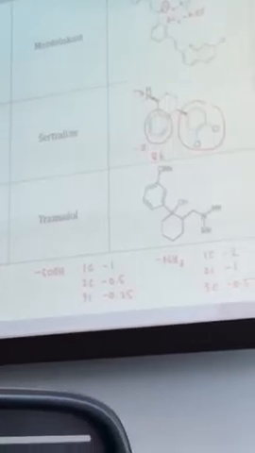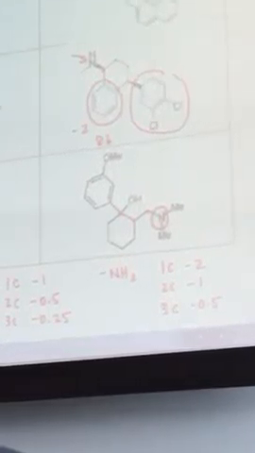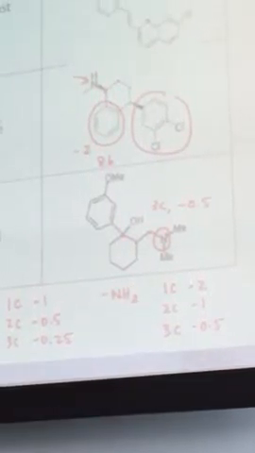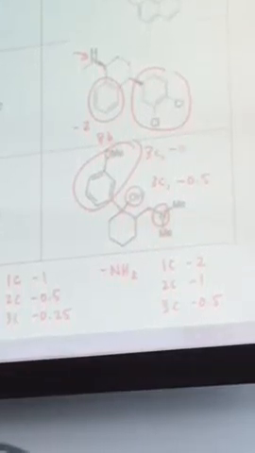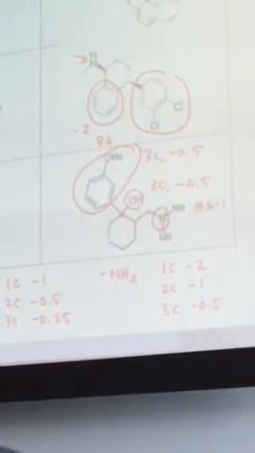Tramadol. 1, 2, 3 carbons, right? Minus 0.5. And then what else? We have the benzene, 3 carbons, minus 0.5. So 10.6 minus 1, 9.6.